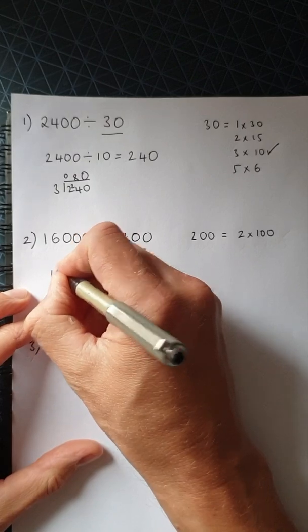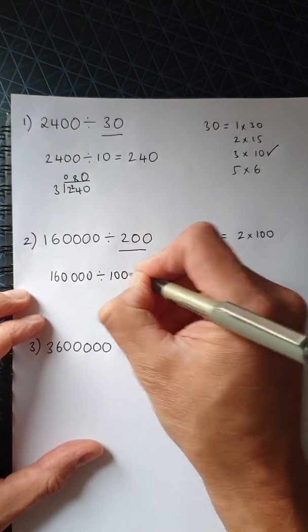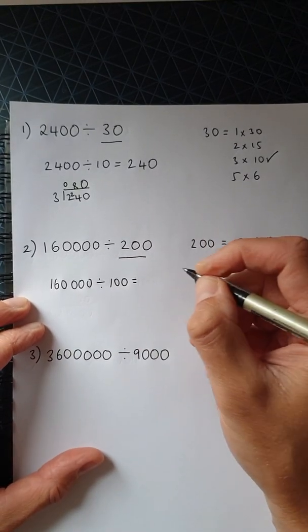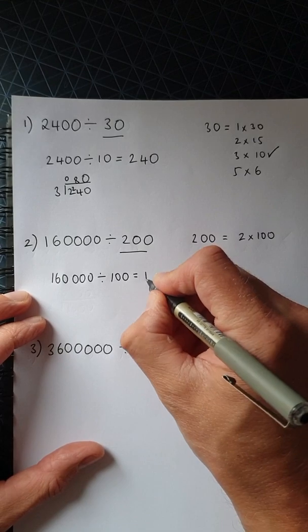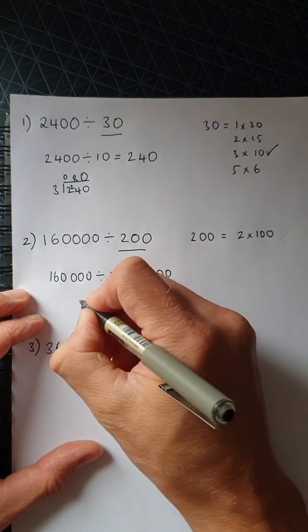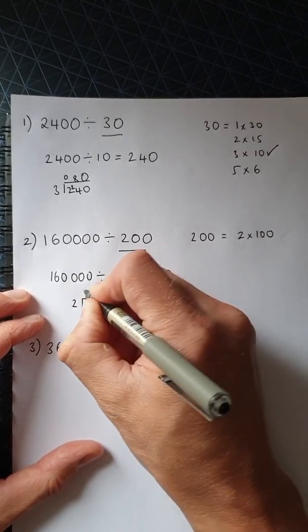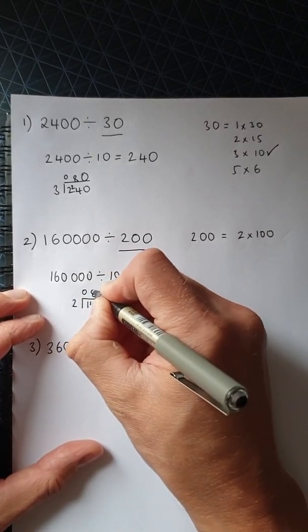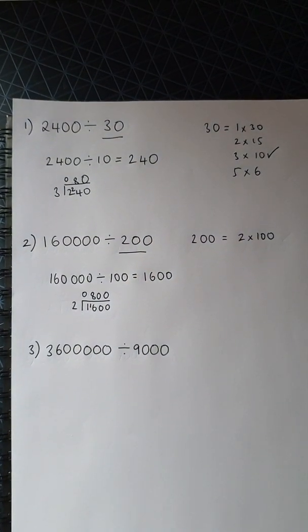So again, dividing by 100 to begin with. Very simple. Either move the decimal point 2 places to the left or move the numbers 2 places to the right. We're going to get 1,600 when we do that. And then again, a division sum, might not need it at this stage, to divide by 2. And we're going to get our answer of 800.